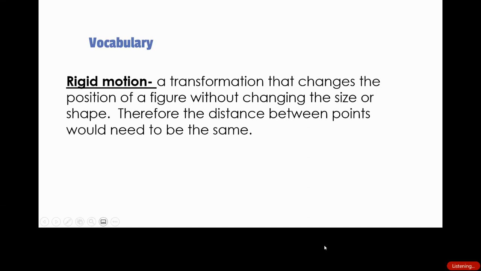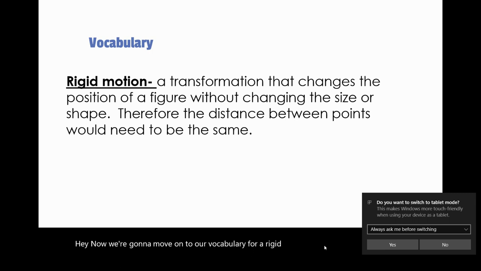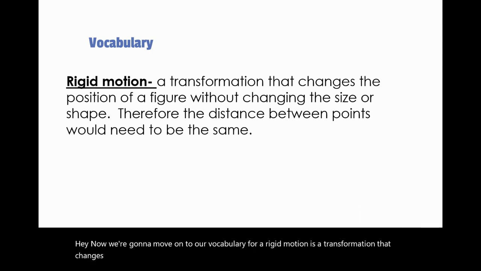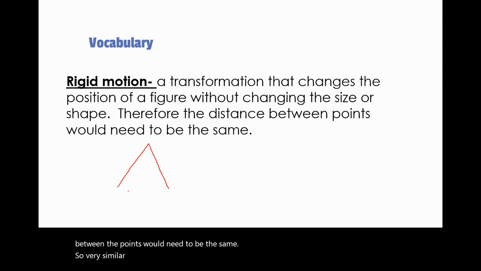Okay, now we're going to move on to our vocabulary for a rigid motion. A rigid motion is a transformation that changes the position of the figure without changing the size or shape. Therefore, the distance between the points would need to be the same. So, very similar to how we do congruency.